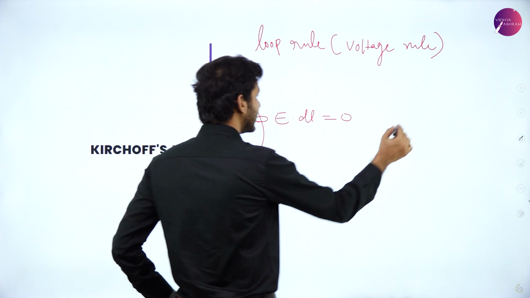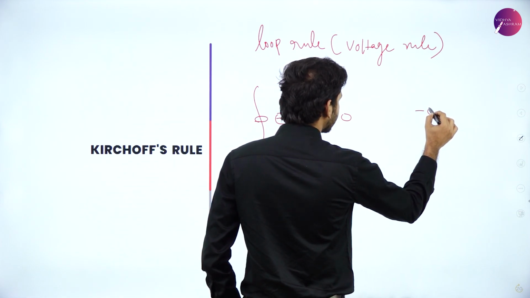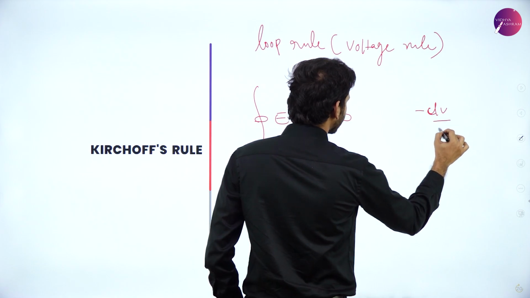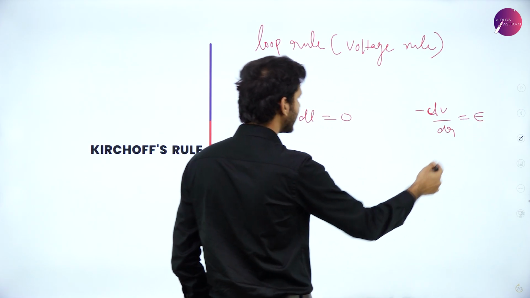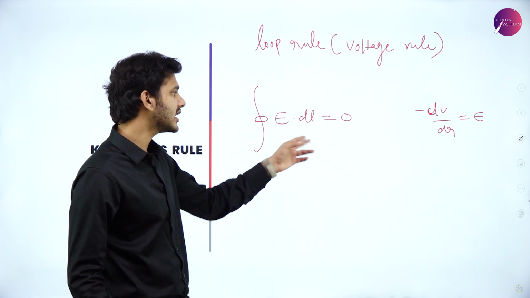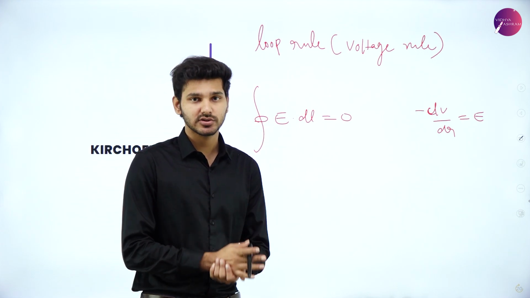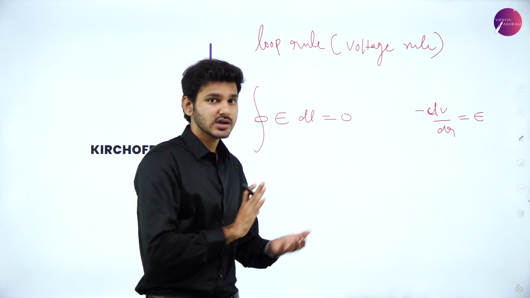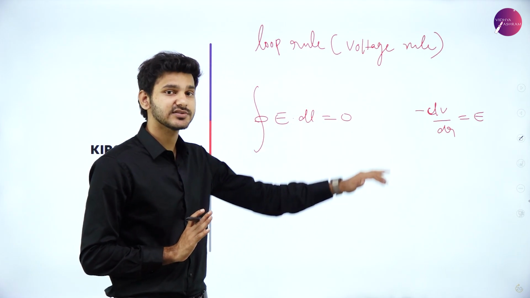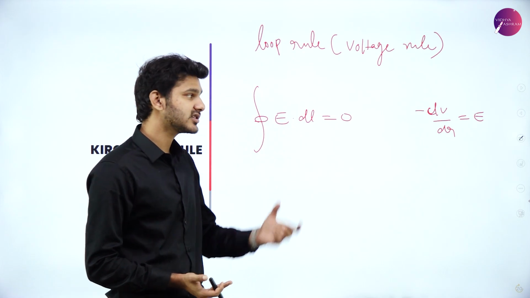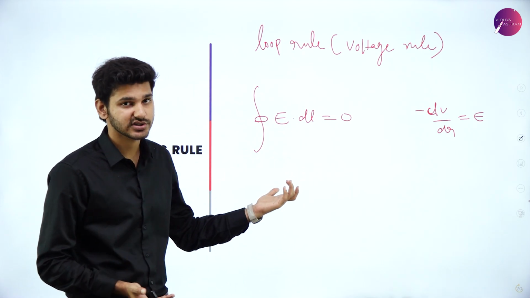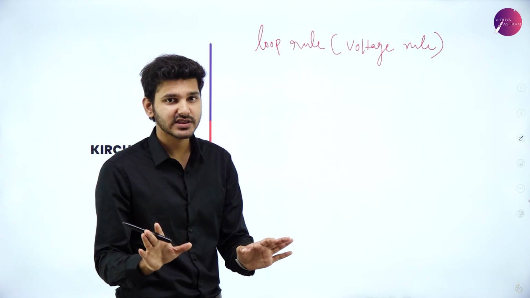That is from the relation minus dV by dr is equal to E. So from this relation we can say that E dot dl for a closed surface is equal to zero. You don't have to study this. This is just how the physics works behind this rule. I just wanted to let you know that this is the physics working behind this particular concept. So we don't want to make things complicated.